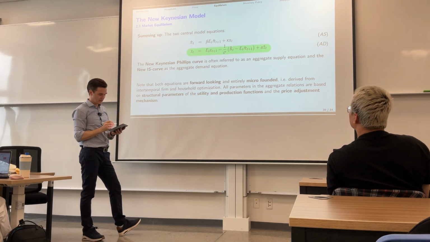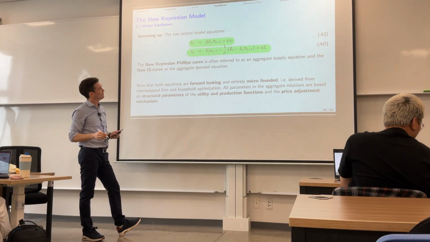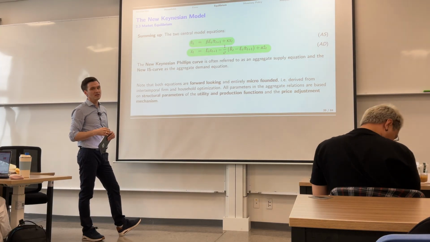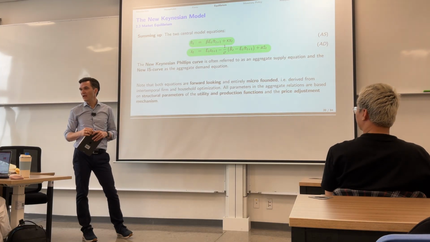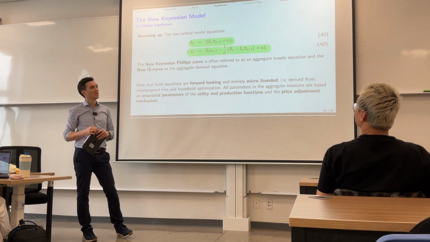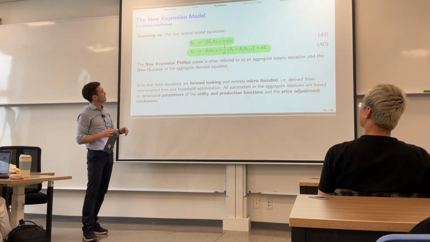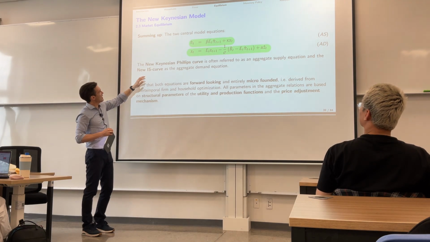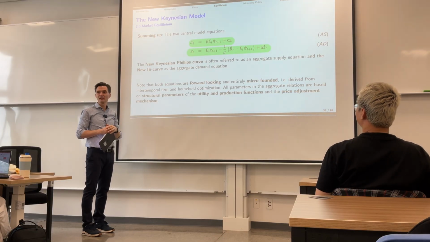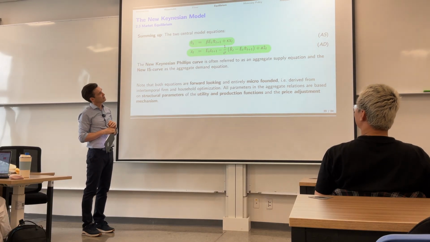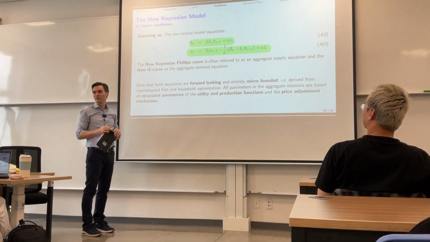And then last but not least, we have the Phillips curve. And this gives us the famous New Keynesian model. In other words, there is the Phillips curve and the IS curve. Notice that this is entirely microfounded.